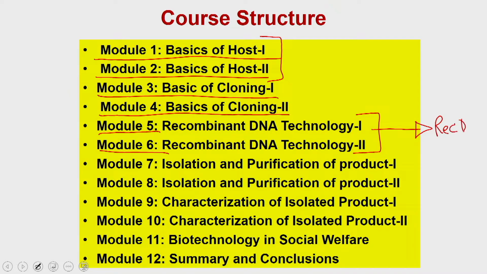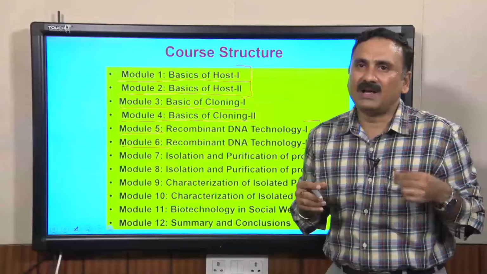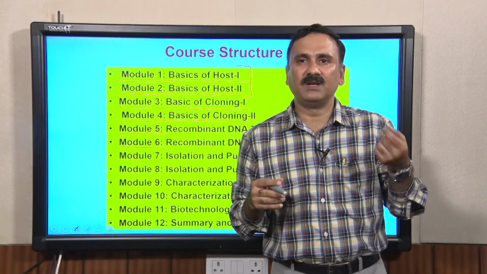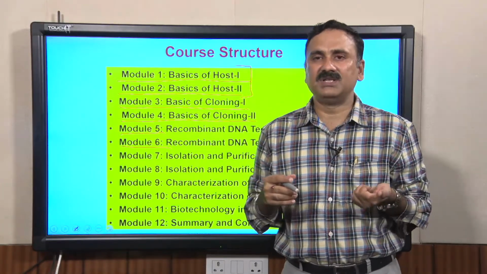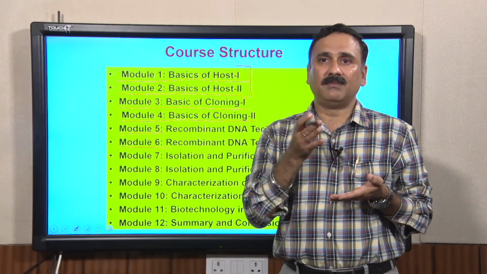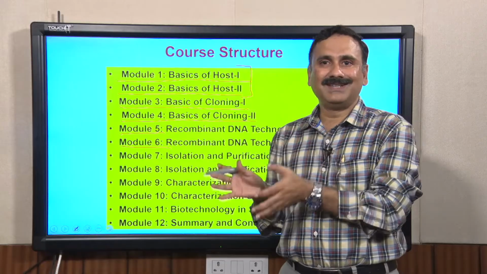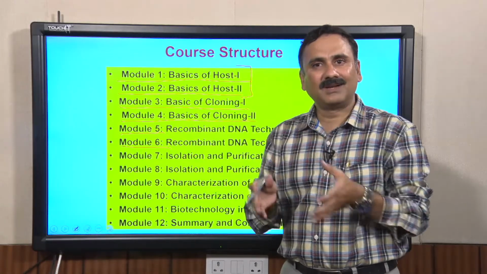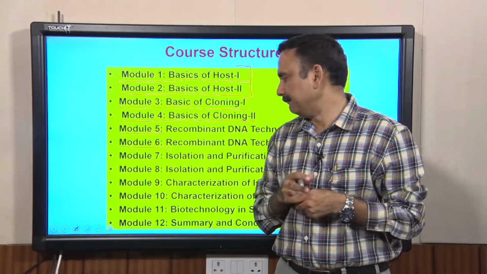Once you have generated the recombinant DNA, the next step is that you are going to overexpress. So, in modules 5 and 6 we have also discussed different types of overexpression strategies that you are going to use in different types of host strains, whether it is a bacterial strain or yeast or bacteriophage or insect cell lines or mammalian cells.